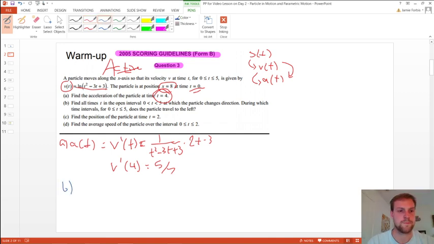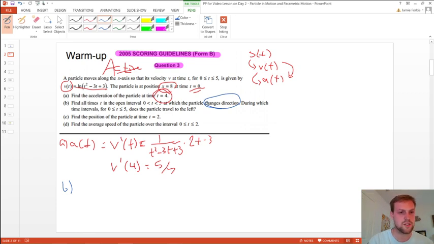So B says find all times t in the open interval between 0 and 5 at which the particle changes directions. If you notice, the questions that were picked are practicing a lot of the basics, a lot of concepts you need to know. The math may not be the craziest right now, but these are concepts you've got to keep in mind with keywords.